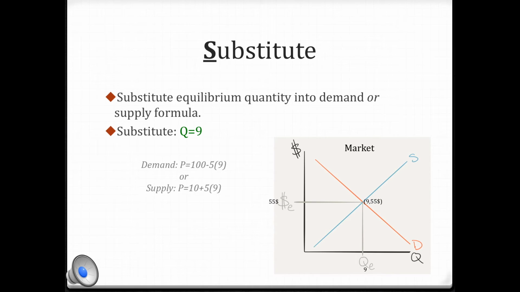With supply, it will be P equals 10 plus 45. With demand, it will be P equals 100 minus 45. The answer to both of these equations is 55. Now we know that in the riding service market, 55 is the equilibrium price, and 9 is the equilibrium quantity for this perfectly competitive market.